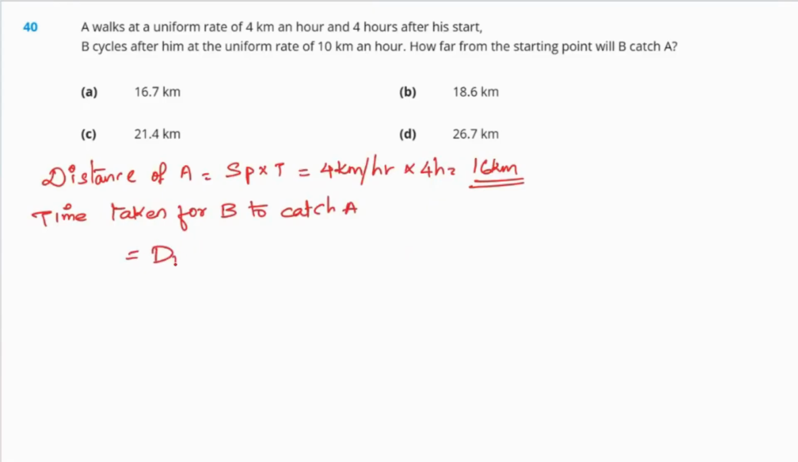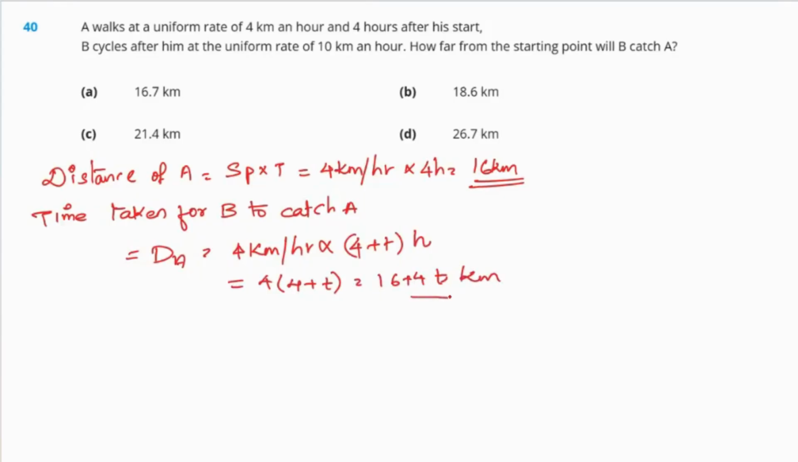The distance of A we have to calculate here, which is equal to 4 kilometers per hour. Time we don't know, so we are taking it as T only, into 4 plus T hours. So which is equal to 4 into 4 plus T, which is equal to 16 plus 4T kilometers. So here, distance of B, how we can calculate, which is equal to 10 kilometers per hour. B is traveling 10 kilometers per hour into time we are taking as T. So we will get 10T.